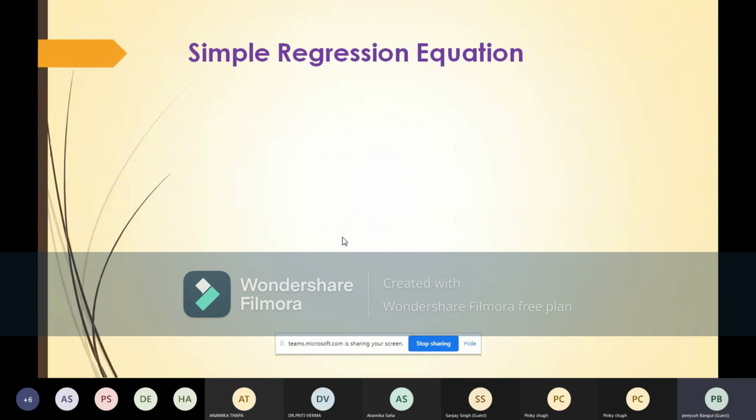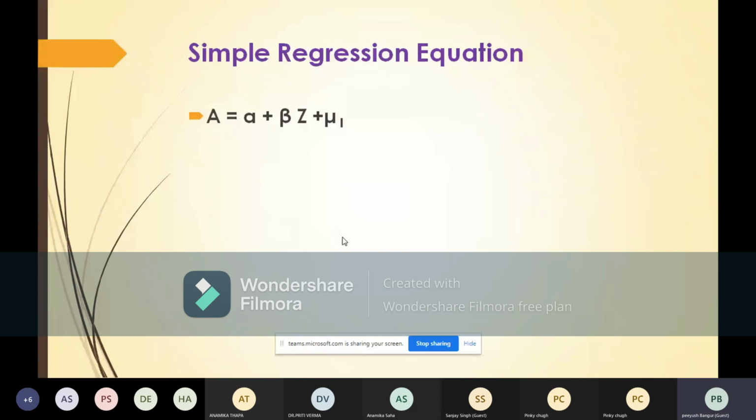Now, what exactly does the simple regression equation say? It is like A equals alpha plus beta Z plus error term. U or mu i is also known as the error term. So let us understand what exactly this is. A is known as the dependent variable.